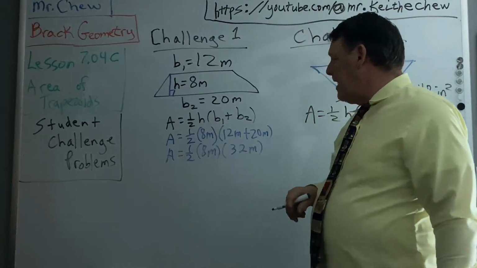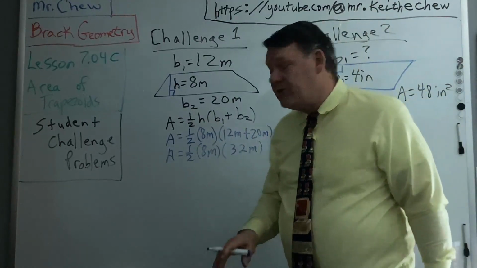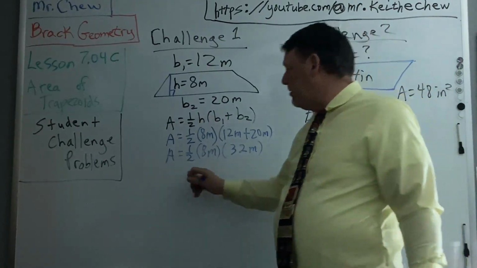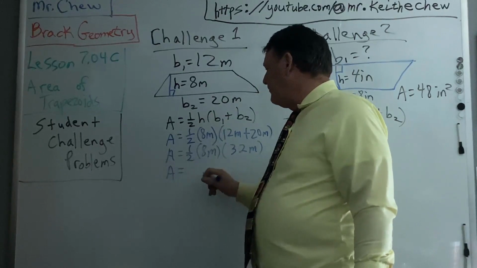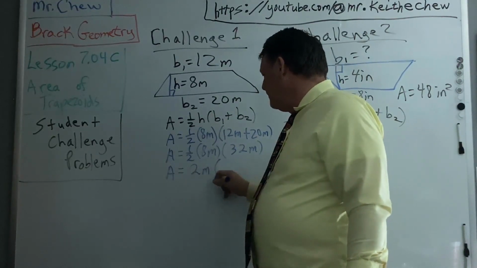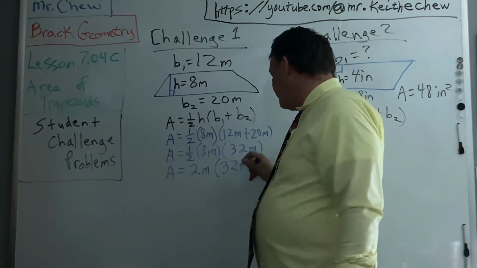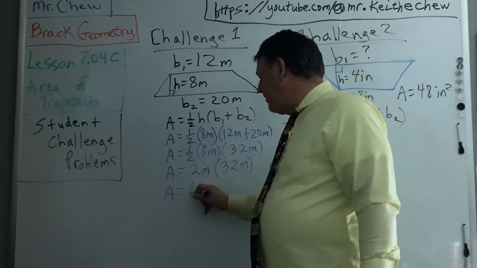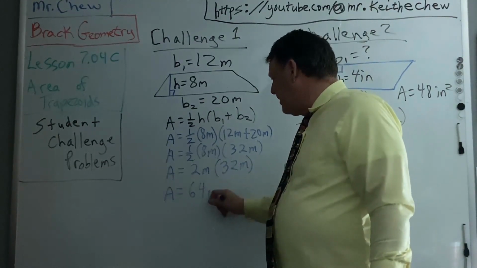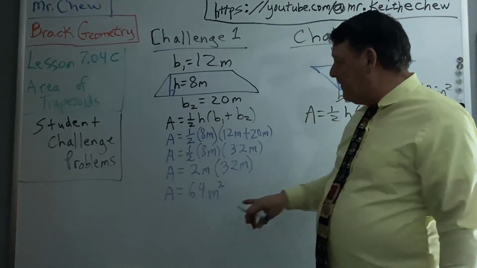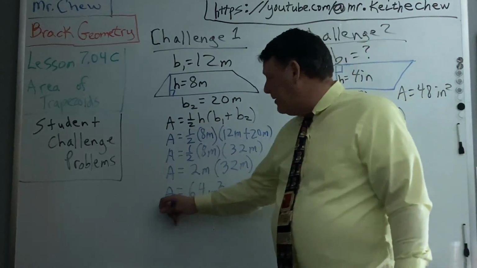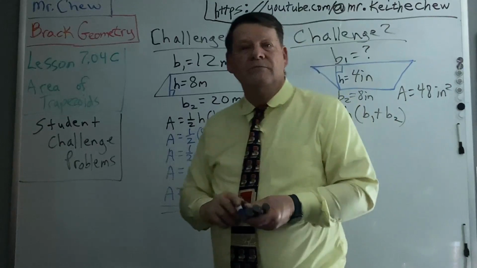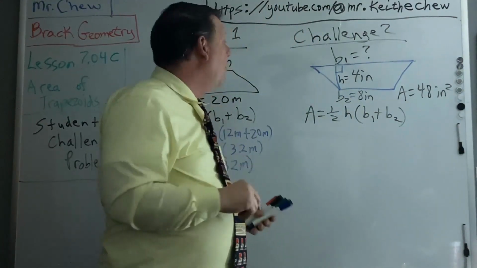Now I have to use the order of operations and multiply from left to right. So I do the 1/2 times 8 meters first, and 1/2 times 8 meters is 2 meters. Then I multiply it by 32 meters. So 2 times 32 is 64, and meters times meters is meters squared. Now remember, when you're finding area, it will always be in square units, and it is: 64 meters squared. So how did you do? Let's try challenge 2, a little bit harder problem.